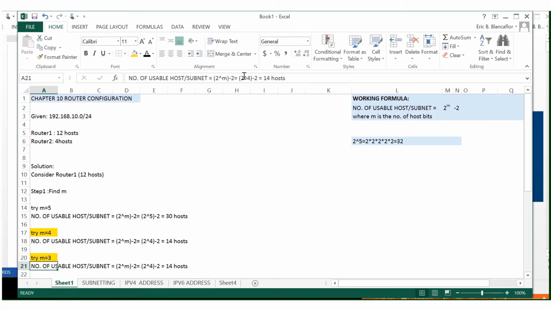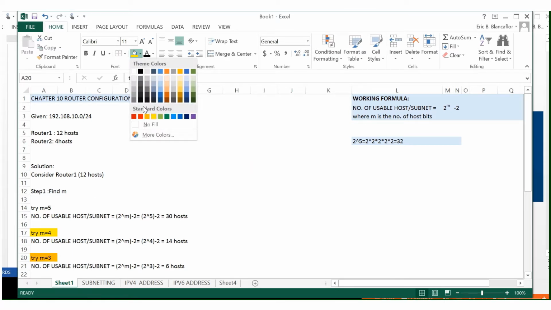If M is 3, that is 2 raised to 3 minus 2. So 2 raised to 3 is 8 minus 2. There's only 6 hosts. I need 12 hosts. So this is not enough. Right? That's not enough. So the right value of M is 4.